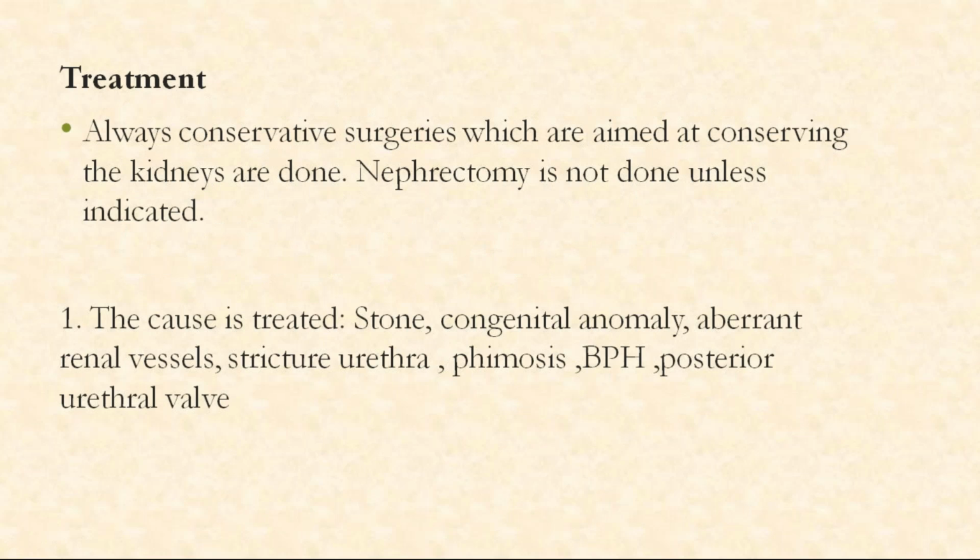How do you treat this case? Treat the cause. Suppose if phimosis is there, circumcision; BPH is there, TURP; posterior urethral valve is there, congenital surgical procedures are to be done. If aberrant vessels are there, you should treat the aberrant vessels. If stones are there, you should remove the stones. If it is not possible, ultimately nephrectomy should be done, the ultimate option.